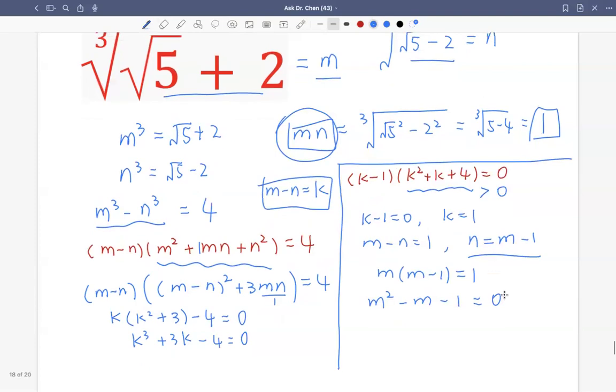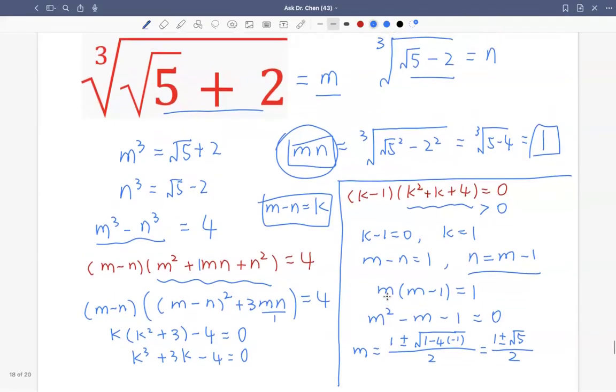Now use the quadratic formula, right? Solve the quadratic equation. So m equals negative b, which is 1, plus or minus square root of b squared, negative 1 squared is 1, minus 4ac, 4 times negative 1, then divided by 2 times a, which is 1. So what do we get? We get 1 plus or minus square root of 5 divided by 2. Right, that's by solving this quadratic equation.